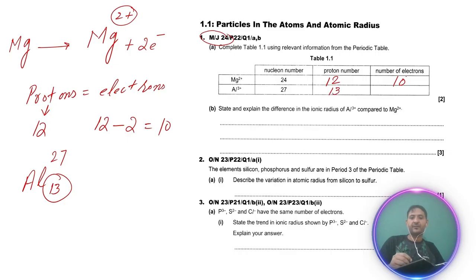Okay, number of electrons. Here we can notice 3 positive charges. It means actual electrons are 13, and 3 positive means 3 electrons are removed from here. So remaining electrons are 10. So you will write remaining electrons are 10. Okay. State and explain the difference in the ionic radius of aluminum compared to magnesium.